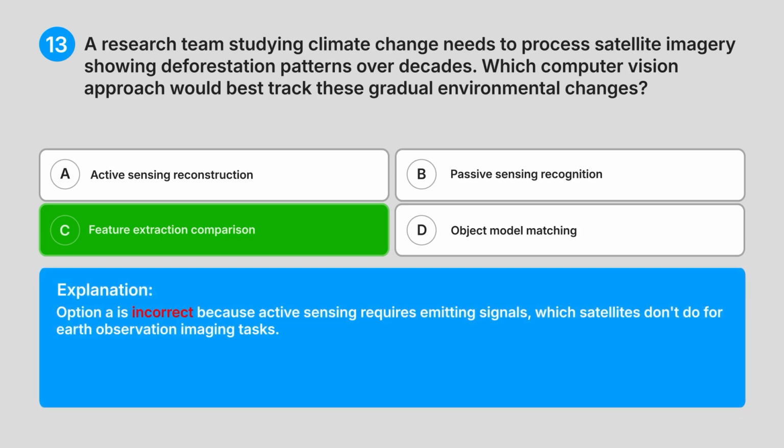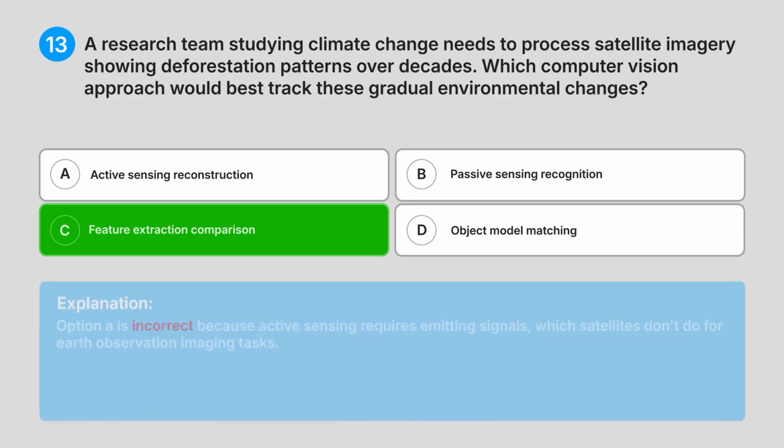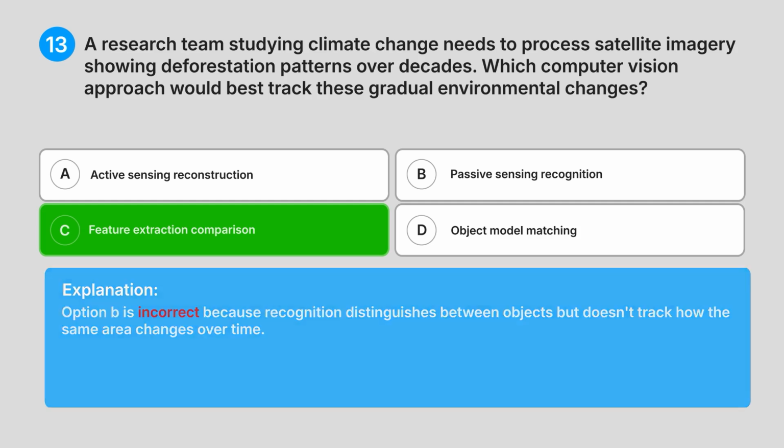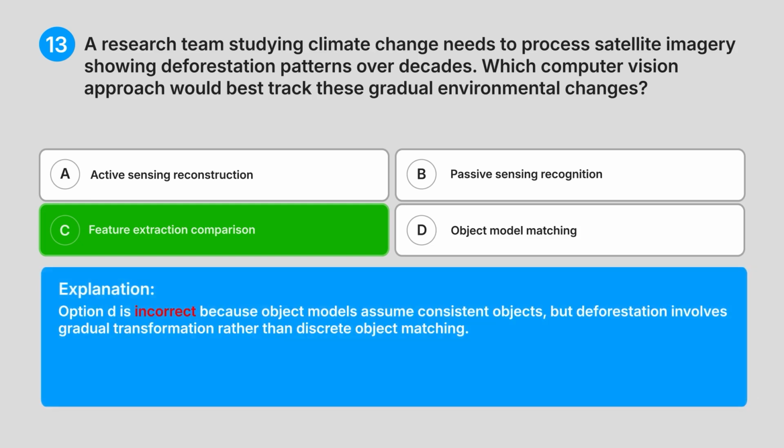Option A is incorrect because active sensing requires emitting signals, which satellites don't do for Earth observation imaging tasks. Option B is incorrect because recognition distinguishes between objects, but doesn't track how the same area changes over time. Option D is incorrect because object models assume consistent objects, but deforestation involves gradual transformation rather than discrete object matching.